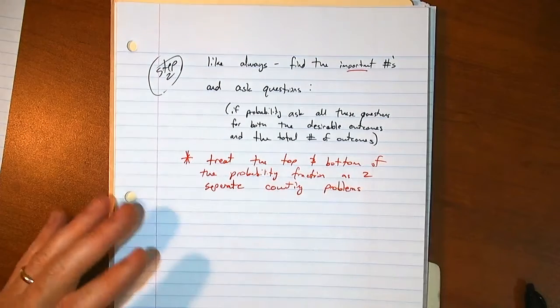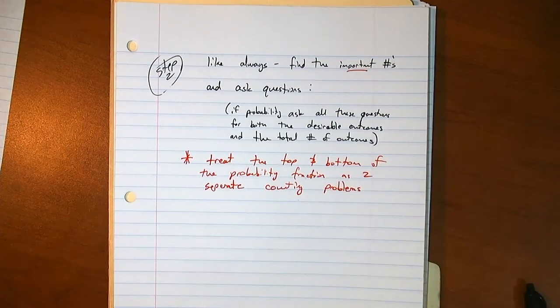Okay, we have to make sure that we understand the method you use to count the number of desirable outcomes will often be different than the method you use to count the number of total outcomes. Okay, we treat them like two separate problems.